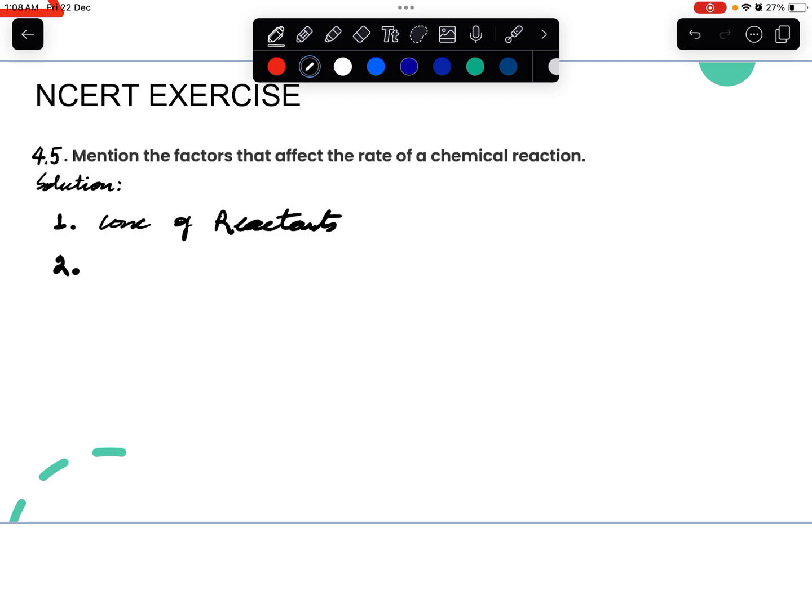The second one is the nature of reactant and product. As you have seen in the previous example, if reactant and product are gases and the reaction is done at constant volume, the rate can be expressed in terms of partial pressure. And if we go on accumulating the product, the rate of the reaction may slow down. So the nature of reactant and product affects the rate of the reaction.